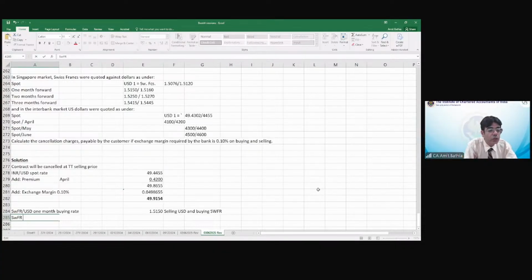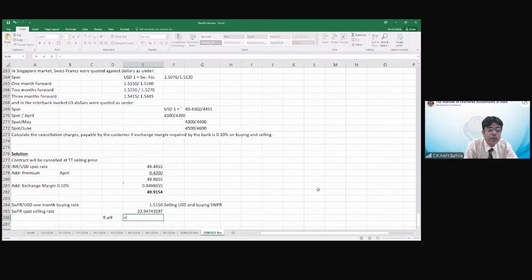Okay. So Swiss franc spot selling rate will be 49.91 divided by 1.5150. We will round off to 4 decimal points. So how much will that work to? 32.9274, am I right? Yes, sir. Okay. So I get 4 decimal points.